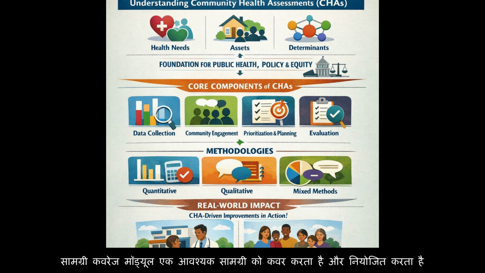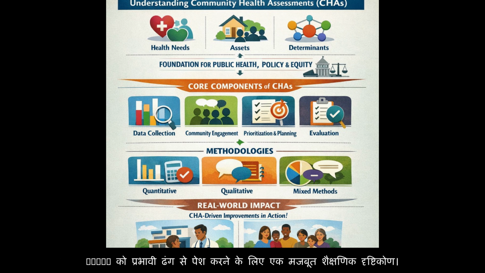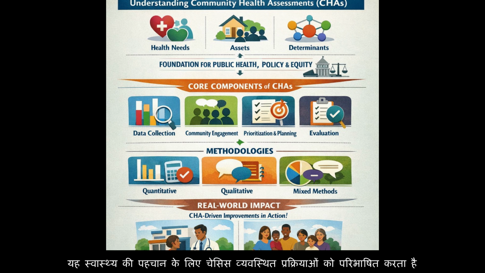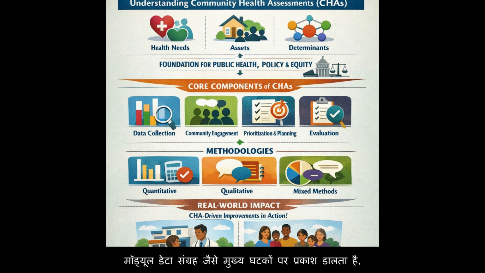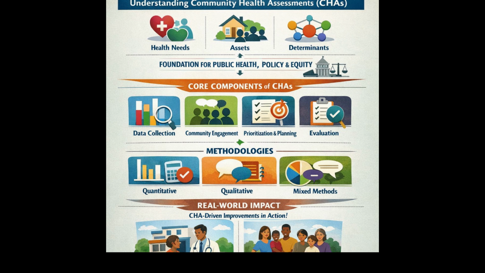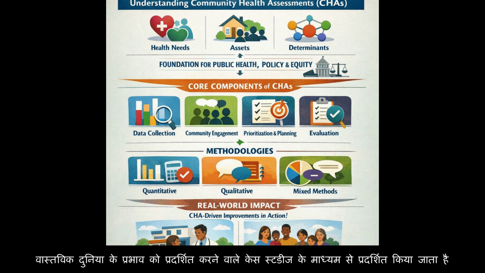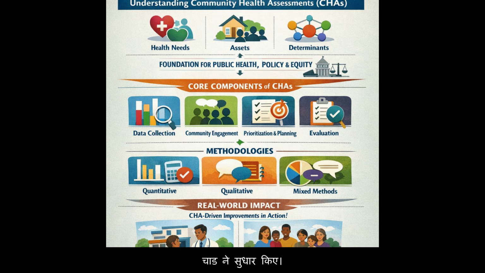Content coverage. Module 1 covers essential content and employs a strong pedagogical approach to introduce CHAs effectively. It defines CHAs as systematic processes for identifying health needs, assets, and determinants, emphasizing their importance as a foundation for public health interventions, policy, and equity. The module highlights core components like data collection, community engagement, prioritization, planning, and evaluation, while exploring methodologies such as quantitative, qualitative, and mixed methods. Real-world impact is demonstrated through case studies, showcasing CHA-driven improvements.